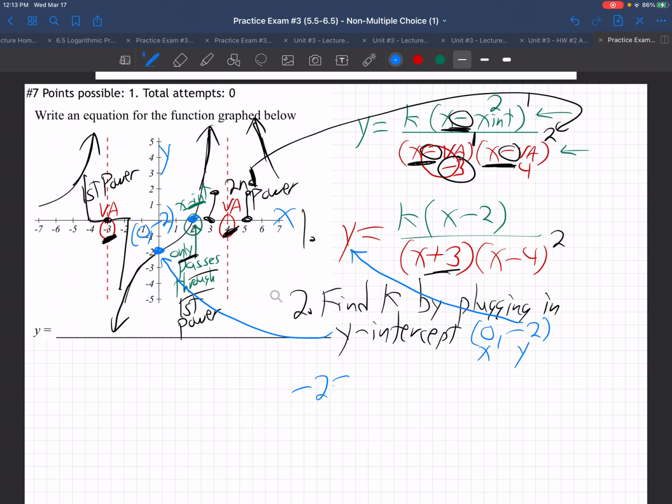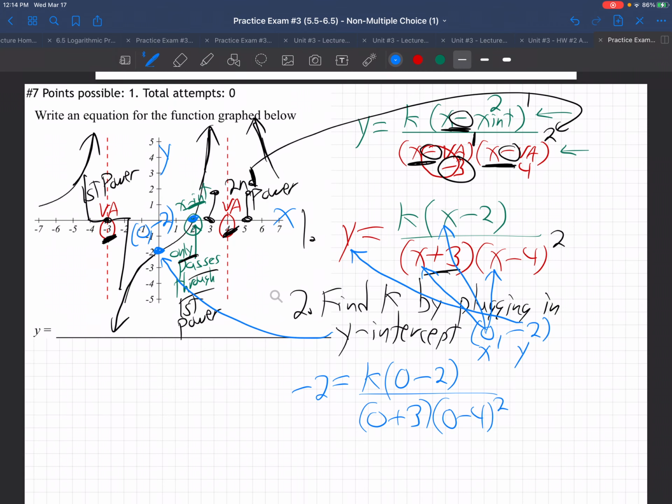What are you going to get? -2 equals. I'm all finished. Plug in x is 0 minus 2 over 0 plus 3, 0 minus 4 squared. So I plugged in that x there, there, and there. All 3 spots.